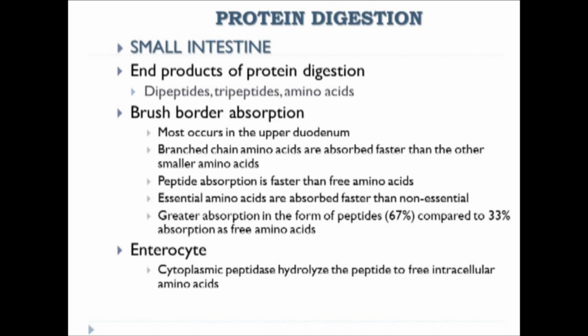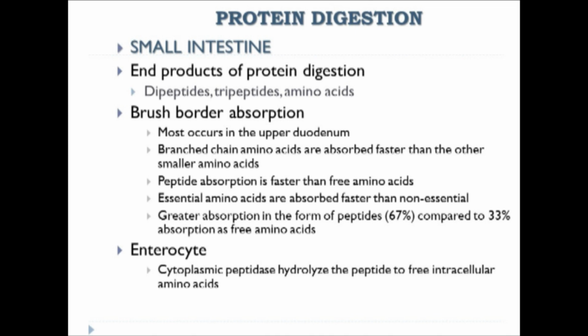We know that branched chain amino acids are absorbed faster than the smaller amino acids, that peptide absorption is faster than free amino acids, and we know that essential amino acids are absorbed faster than non-essential amino acids. And again, essential amino acids are the ones that are essential for the restructuring of the body's protein system. Greater absorption in the form of peptides, about 67%, compared to 33% from free amino acids. So this is often taken into account by the pharmaceutical company that promote enteral feeds or liquid nutrition, in which they try to increase the proportion of peptides in their formulas compared to just free amino acids.